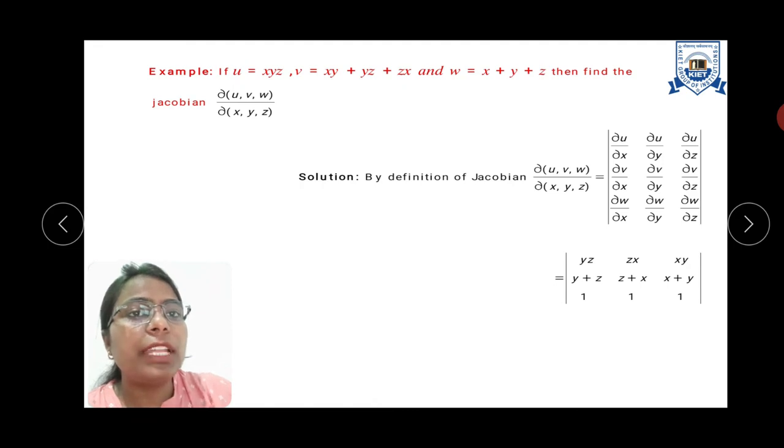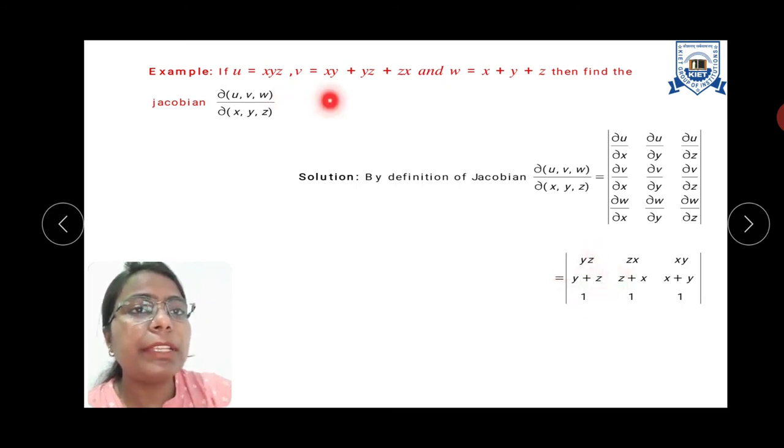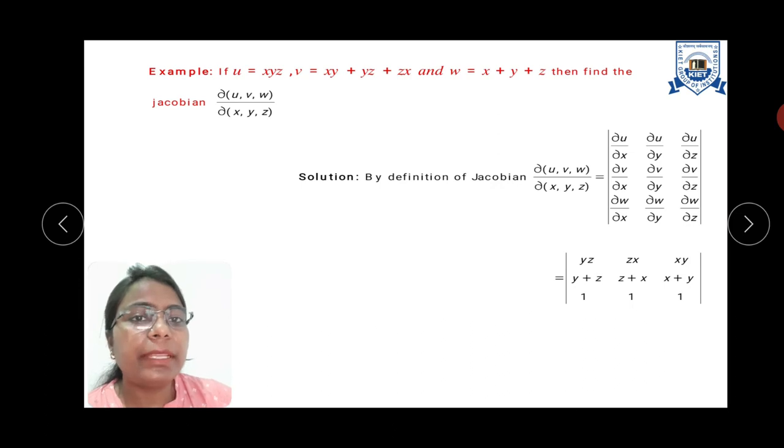So if u is equal to xyz, then what is the value of del u by del x? It's yz, and del u by del y is equal to zx, and del u by del z is equal to xy. And in a similar way, if we calculate the value of del v by del x, then we will get y plus z. And if we calculate the value of del v by del y, then we will get z plus x. And del v by del z is x plus y.